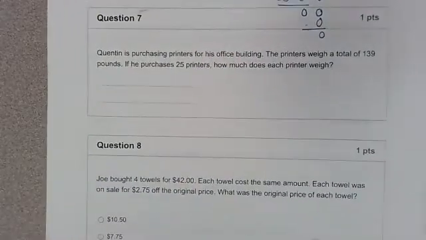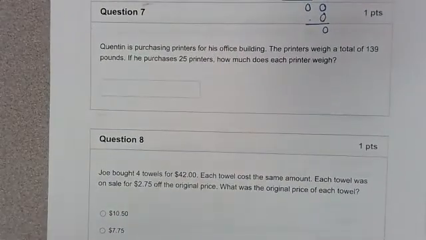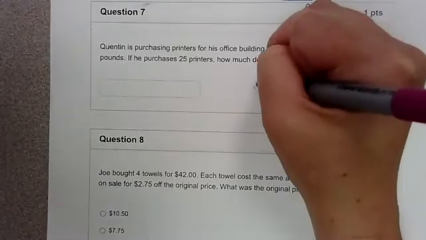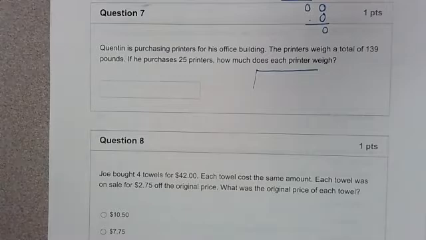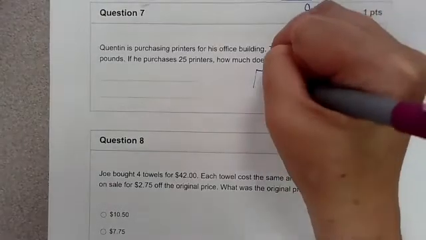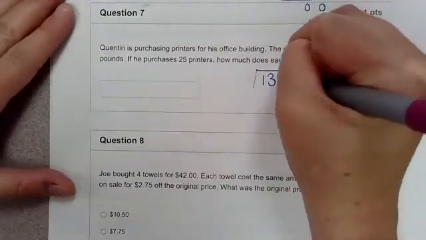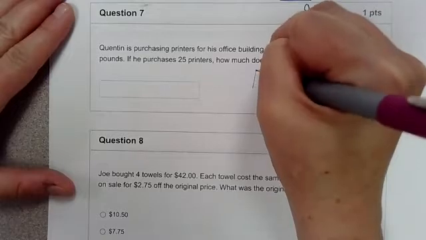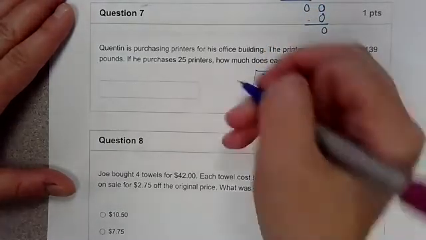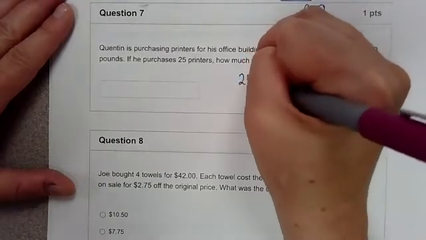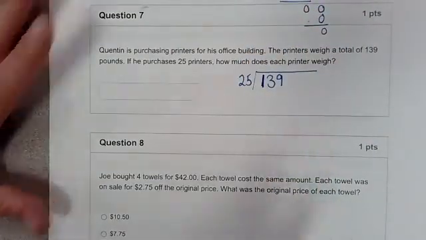Quentin is purchasing printers for his office building. The printers weigh a total of 139 pounds, and he purchases 25. How much does each one weigh? All right, Brennan, what goes inside the bracket? Because that's your total. What are you dividing it by? What are you dividing it by, Tristan? 25. Very good. Here we go. Put your 25 right here. There's no decimals to move or anything like that.